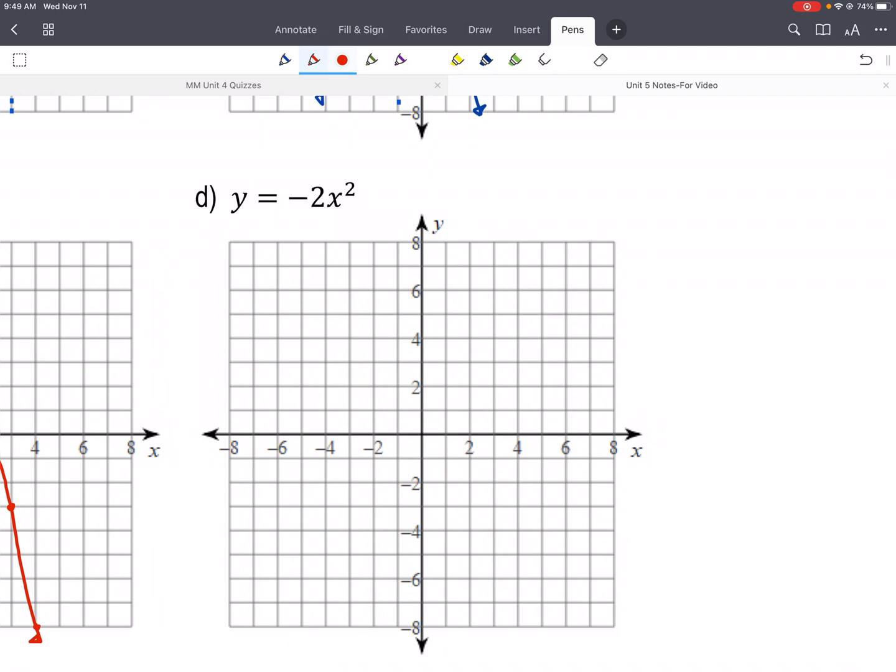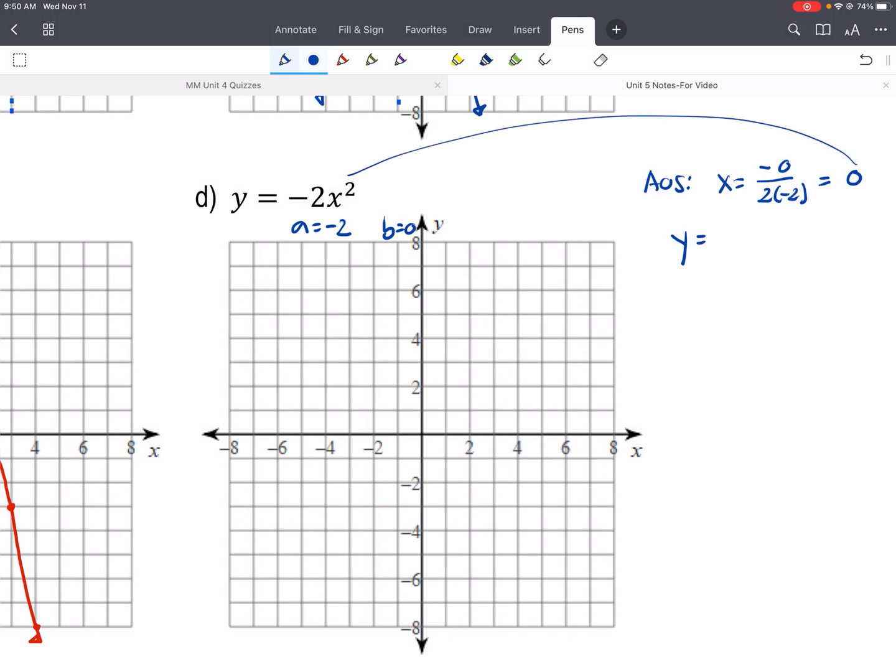So if something's missing, like if a term is missing, that means the coefficient would be 0, just like when we talked about the quadratic formula. So here a is negative 2, b has got to be 0. So our axis of symmetry is x equals negative b, so that's negative 0, all over 2 times a. Well, that would just give us 0. So our x value is 0. For the y value of our vertex, we would plug that in and do negative 2 times 0 squared. Well, that's also 0. So our vertex is 0, 0.